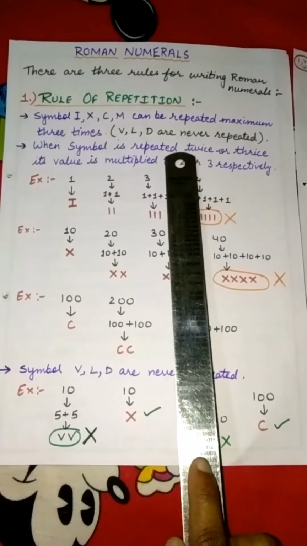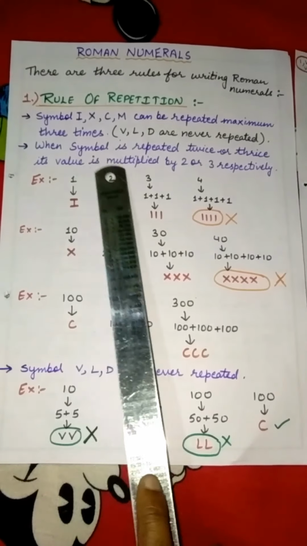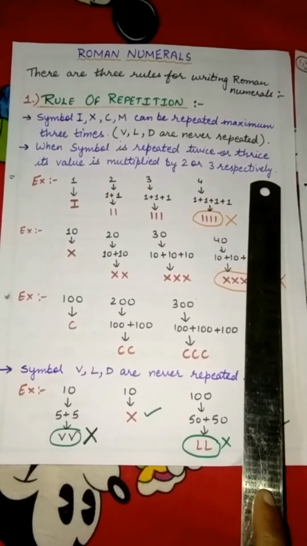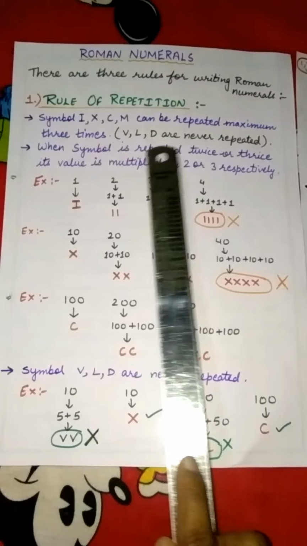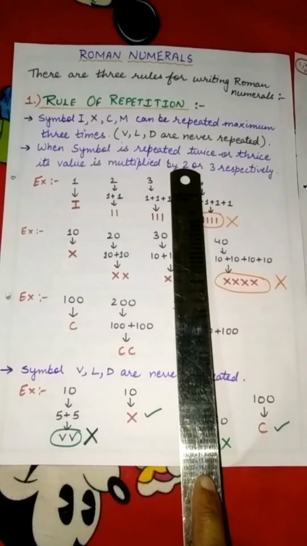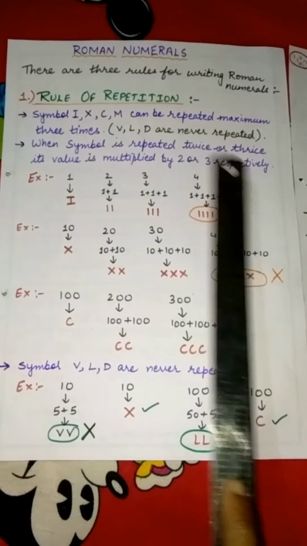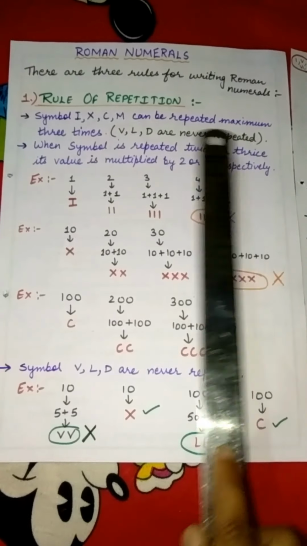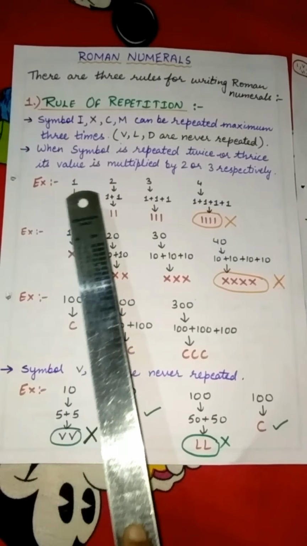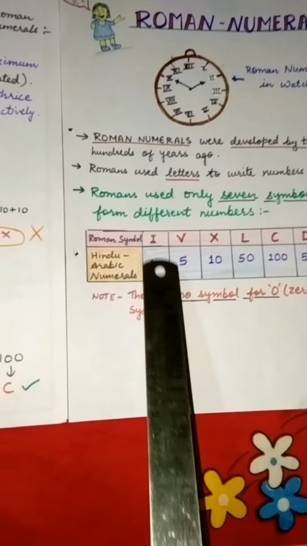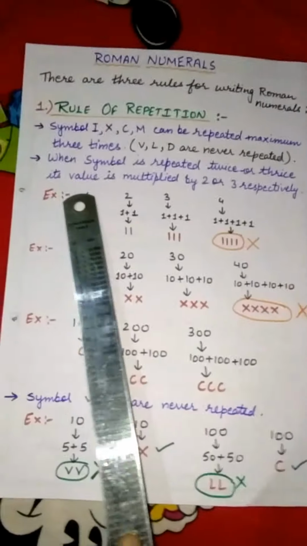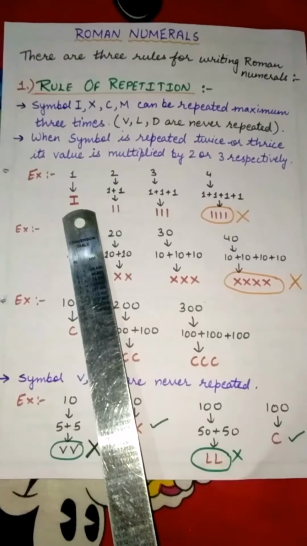When a symbol is repeated twice or thrice, its value is multiplied 2 or 3 times. That means if you write that symbol twice, its value will become 2 times. If you write that symbol thrice, its value will become 3 times. Let us understand this rule of repetition with examples. The symbol for 1 is I. So if I am writing 1, I will write I.